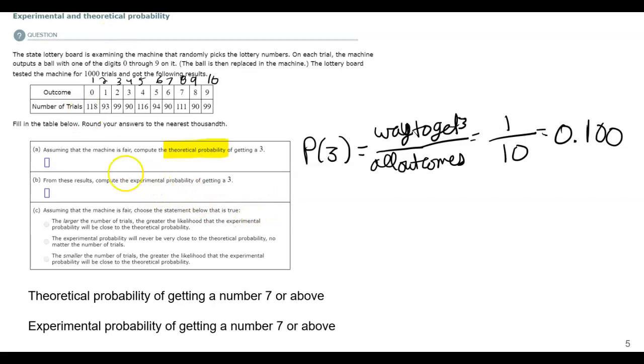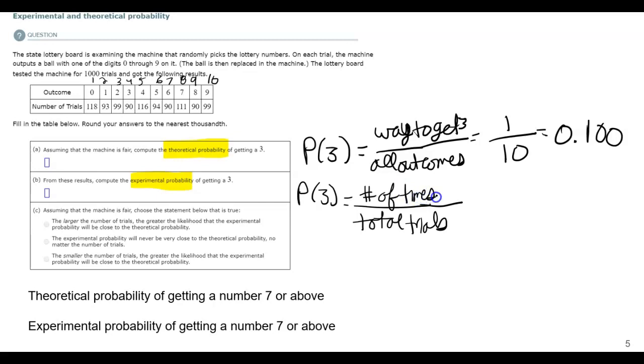Now it wants us to do the experimental probability. So now we need to think of total trials, number of times a 3 occurred. So it tells us it did 1,000 trials and a 3 occurred 90 times. And that is simplifying to that.